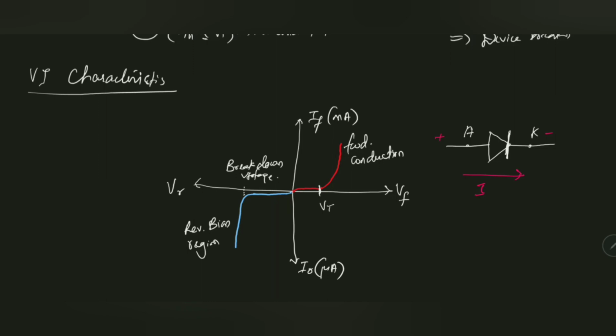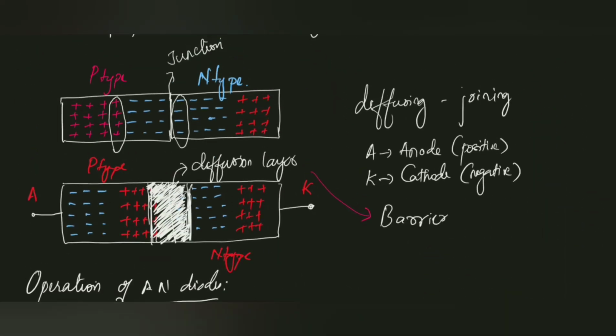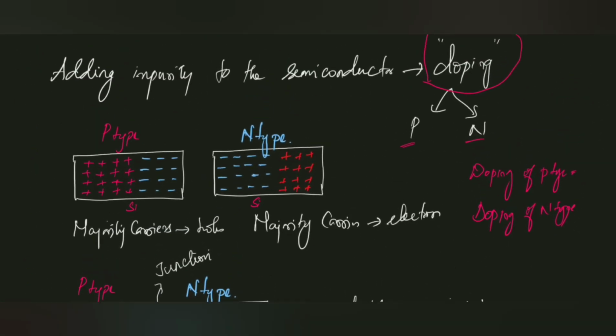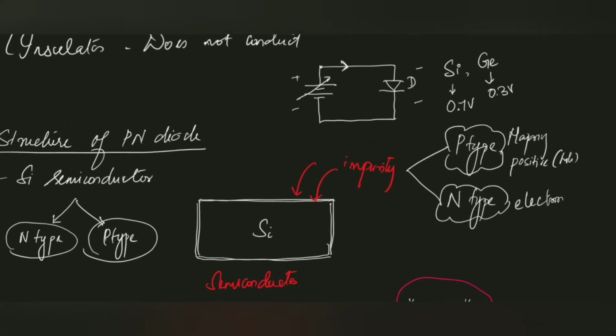So the current will conduct only when your input voltage, or the voltage drop across your diode, is greater than the threshold voltage. In the case of silicon, it is going to be 0.7 volts. Right, so this is the VI characteristics of the PN junction diode. This is a very important basic thing before understanding other semiconductor devices. This is how the basics of other semiconductor devices take place.